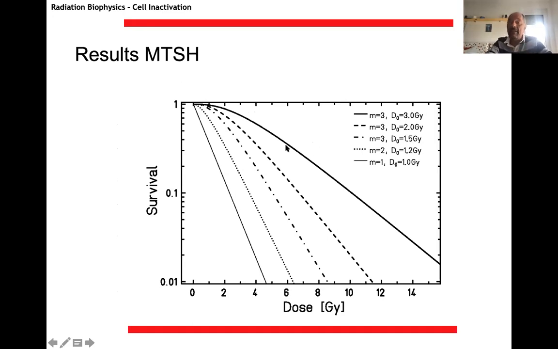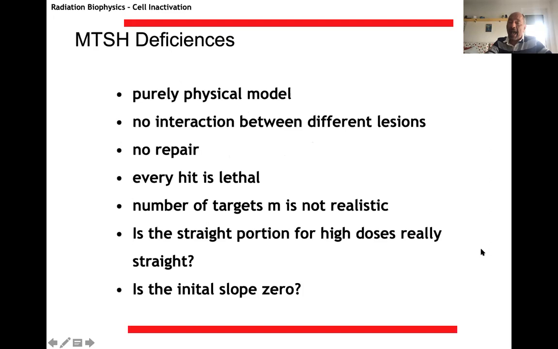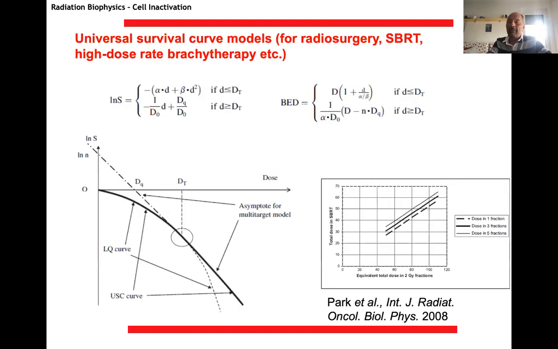On the other hand, the final slope actually is straight. And the linear quadratic model, if you think of the microdosimetry, alpha d plus beta d squared is not straight, because the beta d squared term means that the curvature increases when you go to very high dose. So you see that the multi-target model is better than the normal linear quadratic model that we have seen from microdosimetry at high doses.